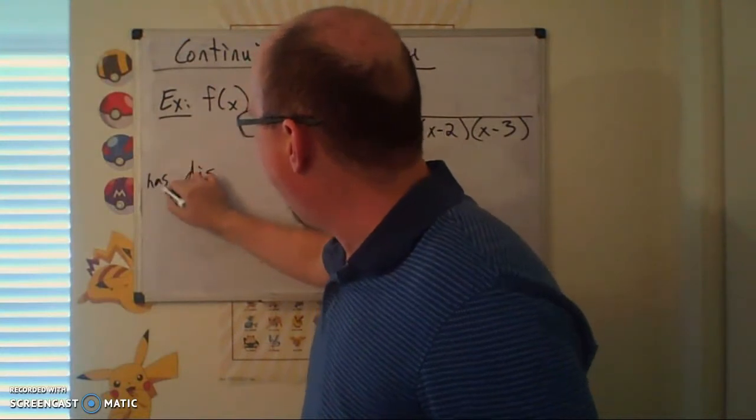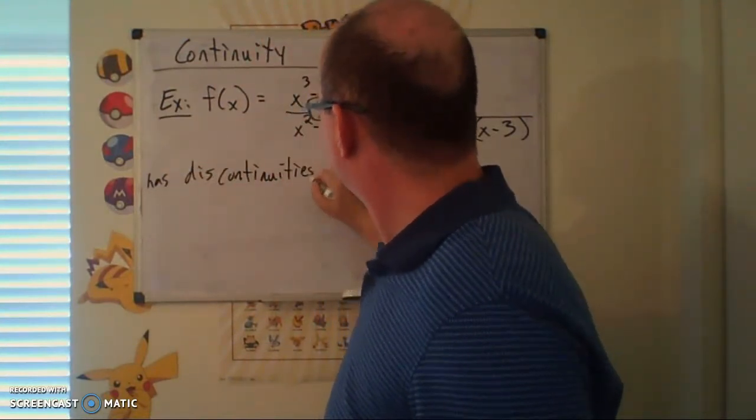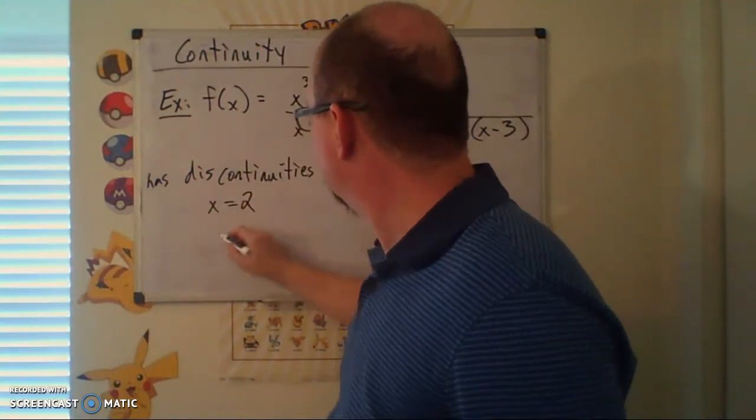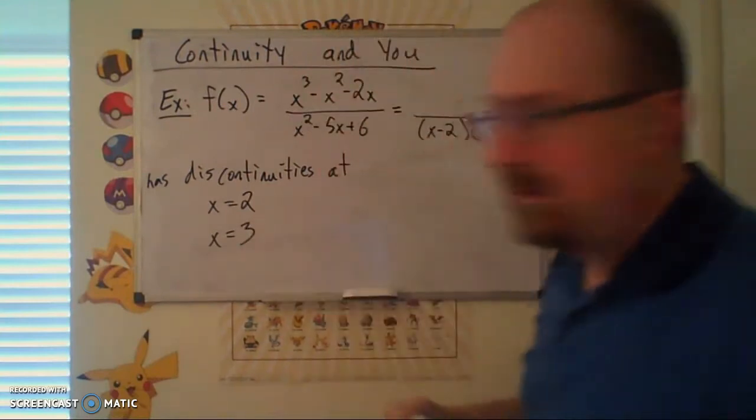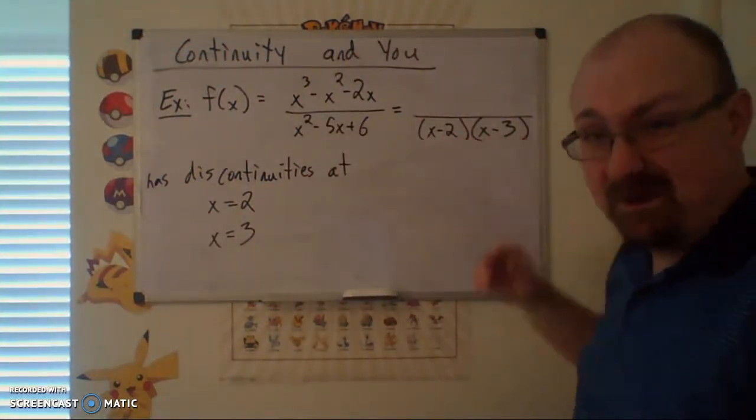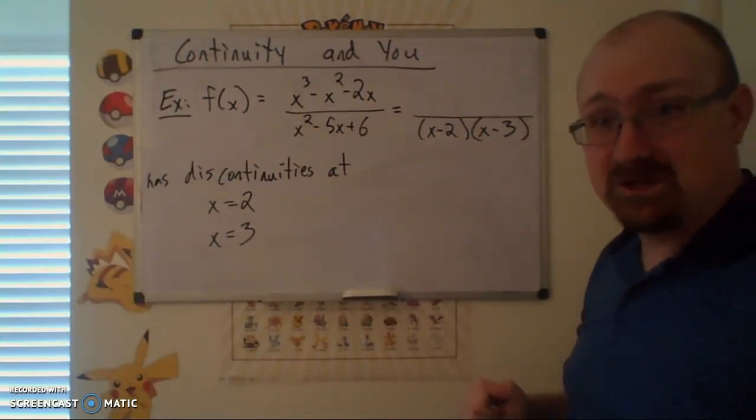So I should say it has discontinuities at x equals 2 and x equals 3, because 2 would make this piece 0, and 3 would make the second piece 0. Now it comes to classifying these monsters.